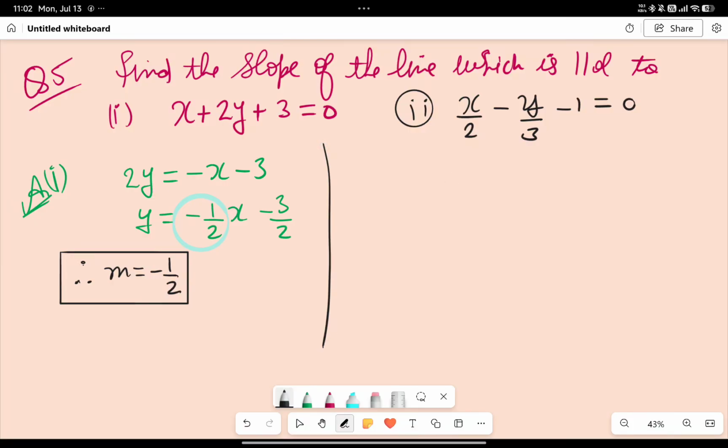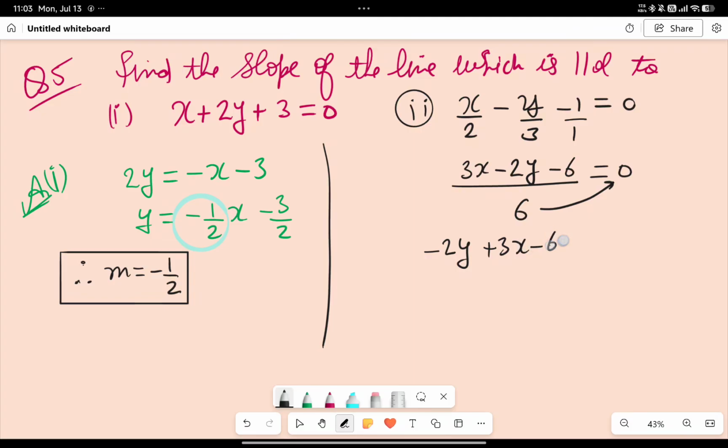Now here, what you can do, first you put here 1, and better you take the LCM. This is 6, so this is 3x minus 2y minus 6 equals 0. Cross multiply, it becomes 0. I'll get minus 2y plus 3x minus 6 equals to 0. Now, if I throw y that side, I'll get 2y equal to 3x minus 6. In the next step, you write y as 3 over 2 x minus 6 over 2. Cancel it, it will become 3.